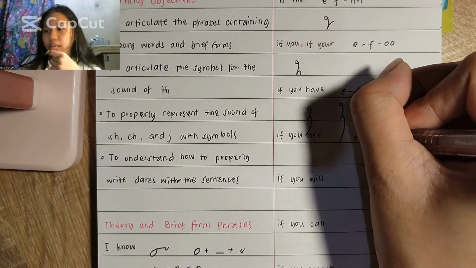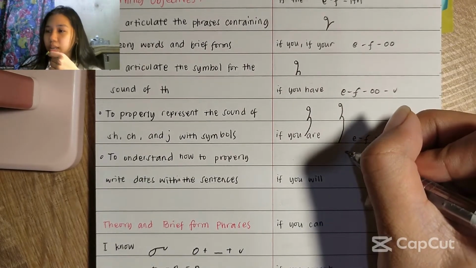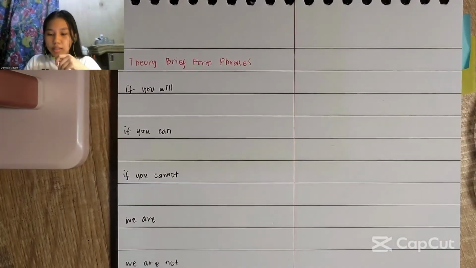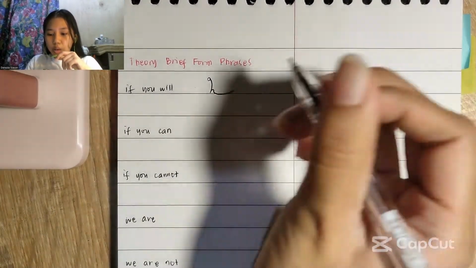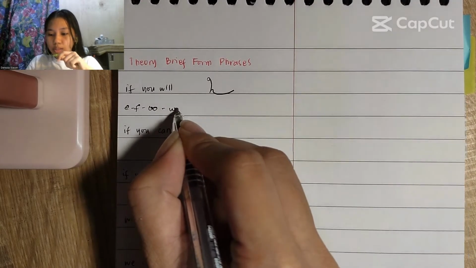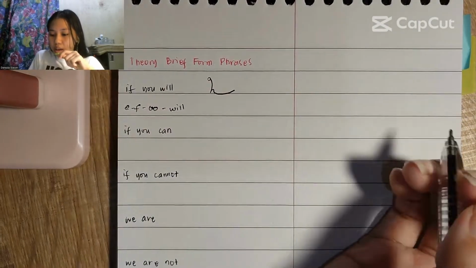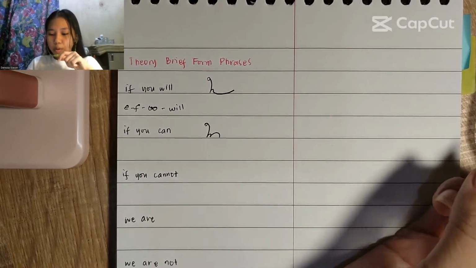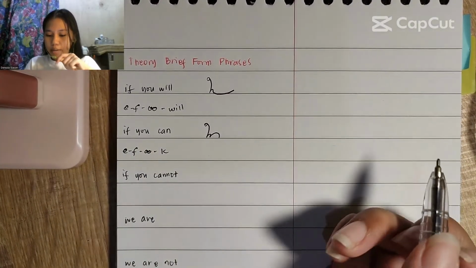Then we have if you are, EF U R. EF for if, U is the brief form for you and your, and R is the symbol for the brief form R. Next is if you will, EF U will. EF for if, U hook for the brief form you, and then will is represented by the long forward under curve L. If you will. If you can, EF U can. EF for if, U for the brief form you, can is represented by the short forward over curve K. If you can.